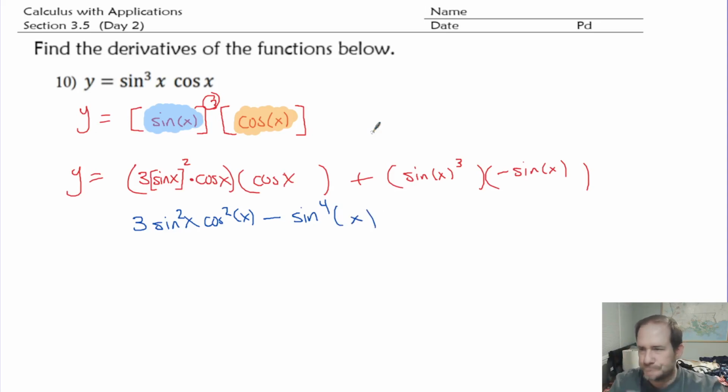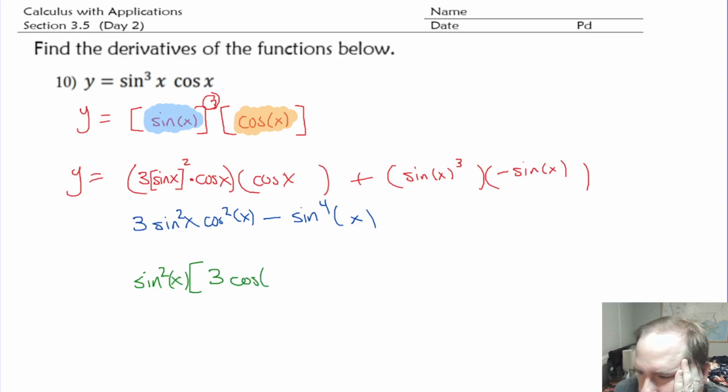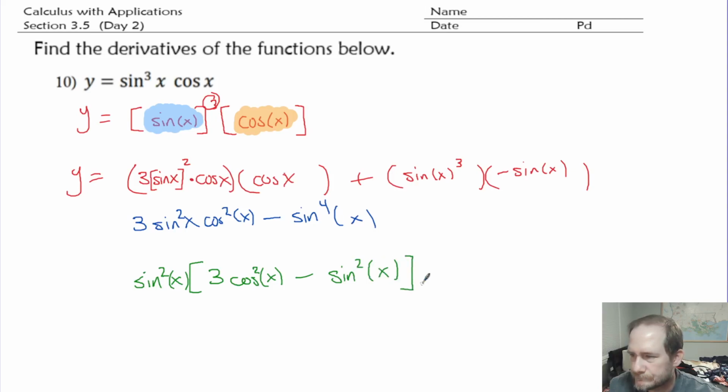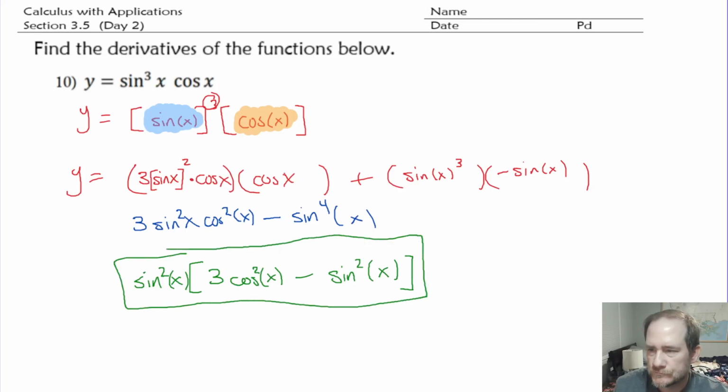So what can we do to that? Well, we could factor out sine squared, and that seems to be the only thing. So we would get sine squared of x times 3 cosine squared minus sine squared. And that's it. So that's 10.